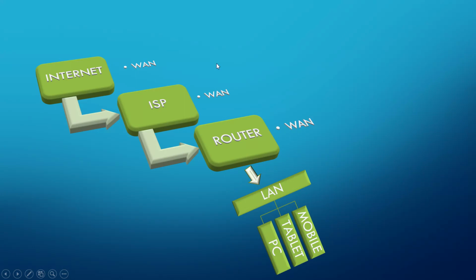As you can see, WAN extends over a large geographical area. It may extend over maybe a country, and this is a LAN which extends over a limited area like our school or home, something like that.